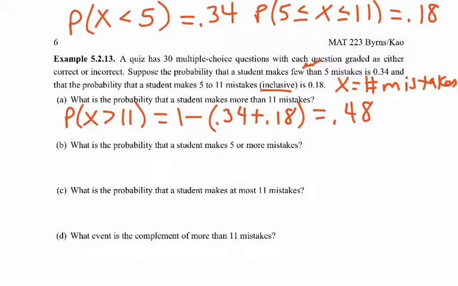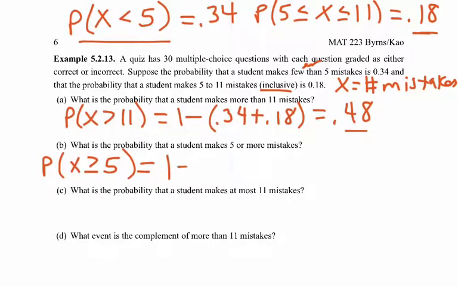Part B, what is the probability that the student makes 5 or more mistakes? So the probability that the student makes 5 or more. So do you agree there are 2 ways you could figure this out. You could either say it's the probability that a student makes between 5 and 11, so this 18%, plus more than 11, so 48%. Or you could think of it as the complement of this event, right? If I make 5 or more, that would be the complement of making less than 5. That's probably a little bit faster, so I'm going to do it that way.